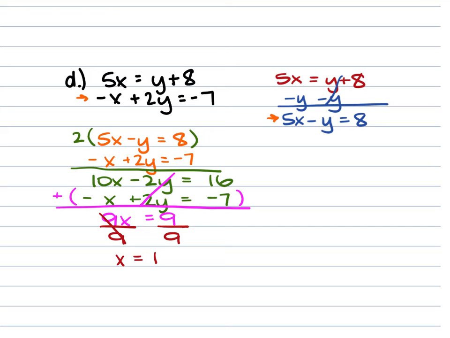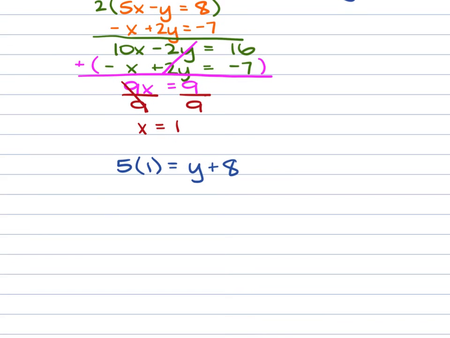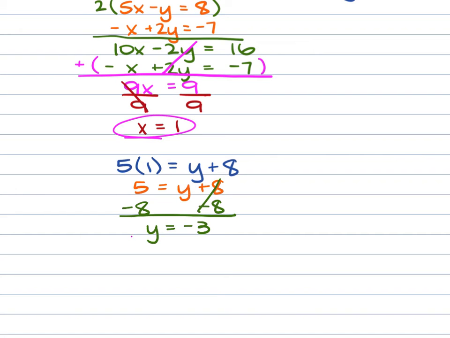Now, I can substitute this 1 in for x in one of my original equations to get what y is equal to. I'm going to use that top equation. So I'm going to have 5 times x, which is 1, is equal to y plus 8. The 5 times 1 is 5, is equal to y plus 8. I can subtract that 8 from each side, and I get that y is equal to negative 3. So I have an x is equal to, I have a y is equal to. My solution for this one is going to be 1, negative 3.